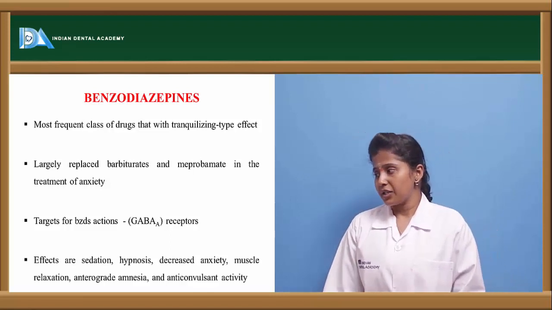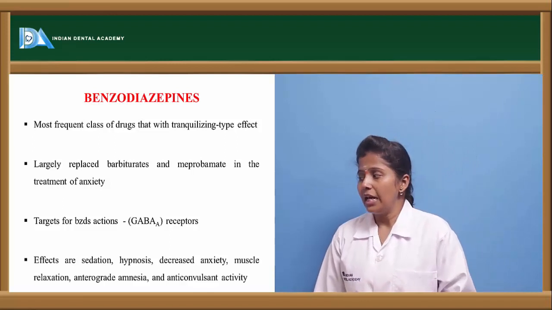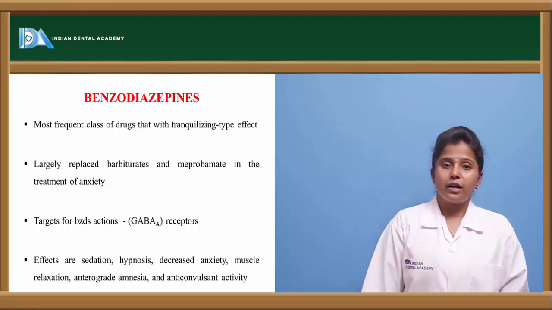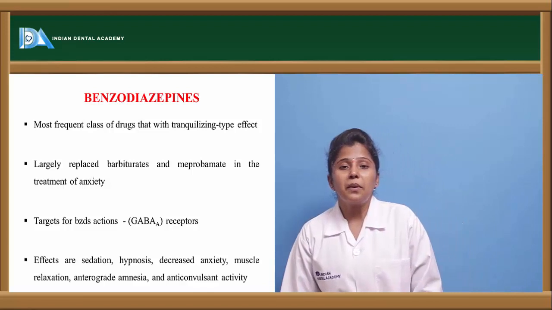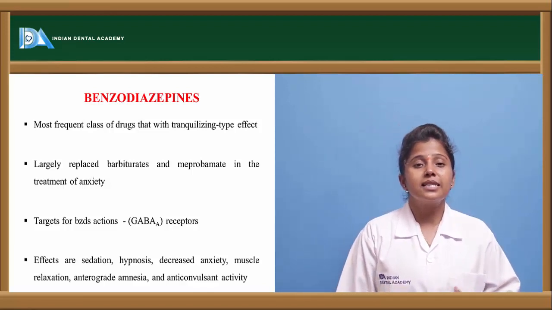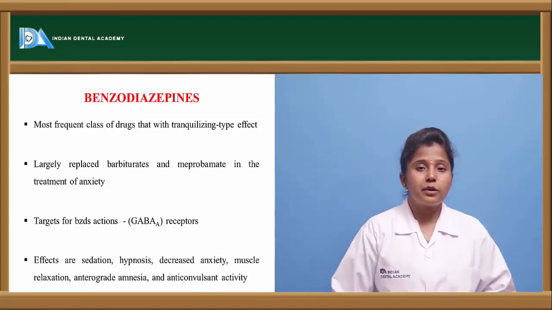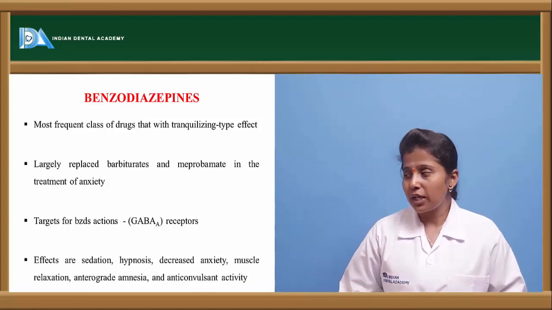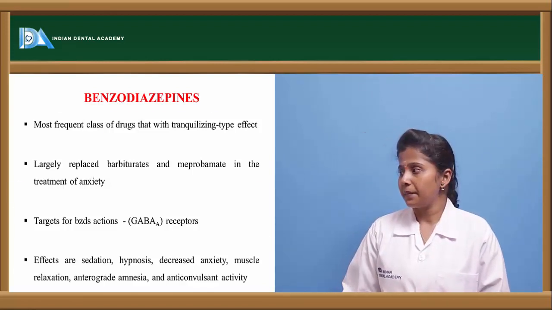exert its actions. The various effects shown by these benzodiazepines are sedation, hypnosis, anxiolysis, muscle relaxation, anterograde amnesia, and anticonvulsant activity. Anterograde amnesia is a kind of amnesia where the person has an inability to memorize things after the onset of amnesia. So if a person comes out of the state of amnesia, then he won't have the ability to memorize the things.